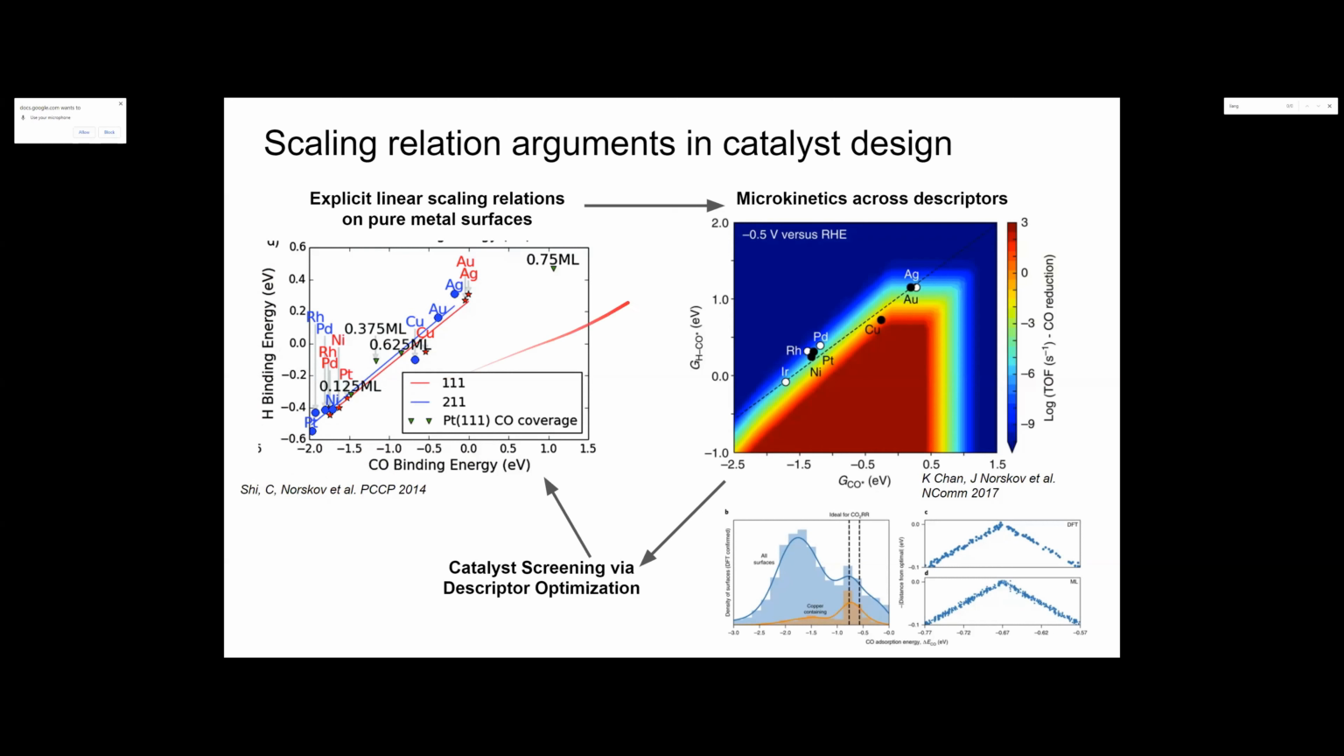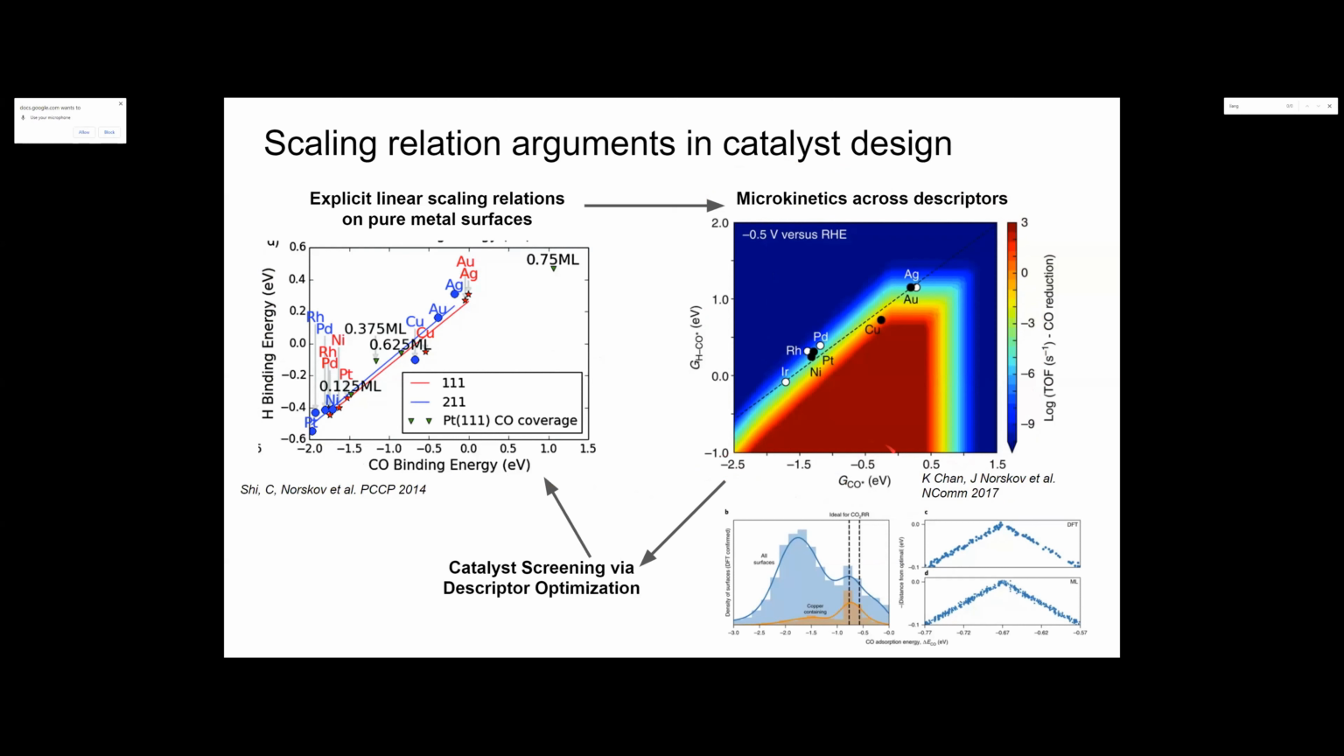And then we use that to build up microkinetics across descriptors. This was follow-up work by Karen, who's going to talk later, in Nature Communications for CO2 reduction. This microkinetic model is based on this linear scaling relation. There is a GCO here, and that is changing, but behind the scenes, the hydrogen binding energy is changing based on the scaling relation. And then once we have a plot like this, this tells us that there are maybe some targets that we should be going for.